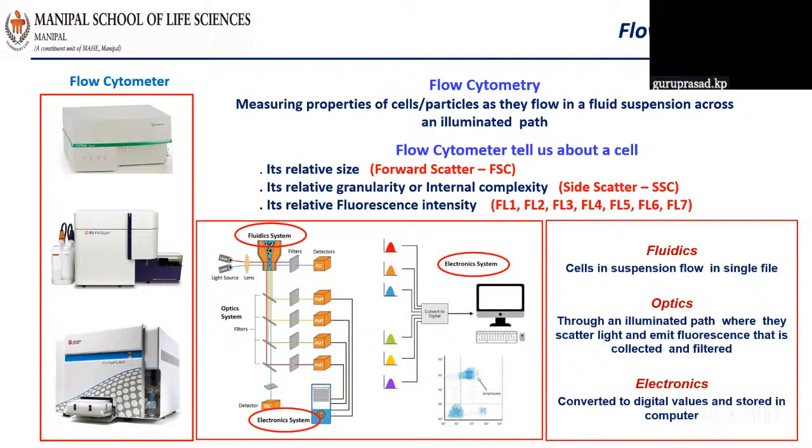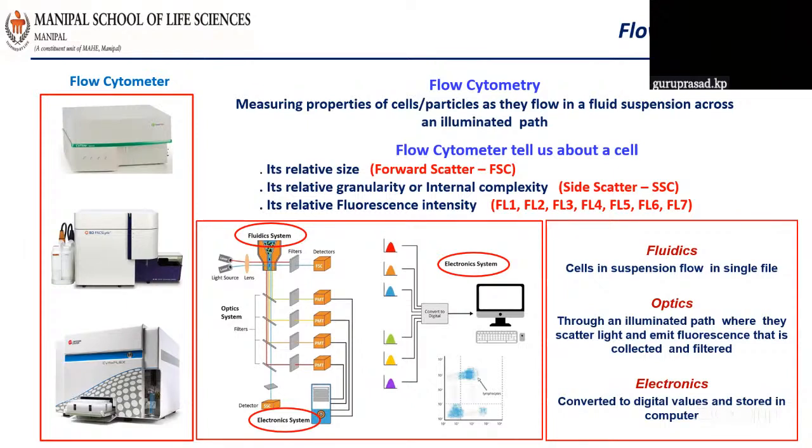So what do we get from this instrument? There are three important things that we get from the instrument: relative size, relative granularity or internal complexity, and relative fluorescence. These are the three things that we get from any flow cytometer. Let me start explaining what it is later.